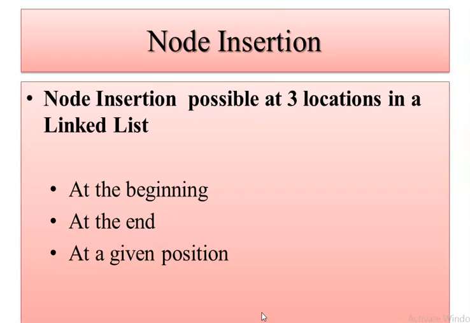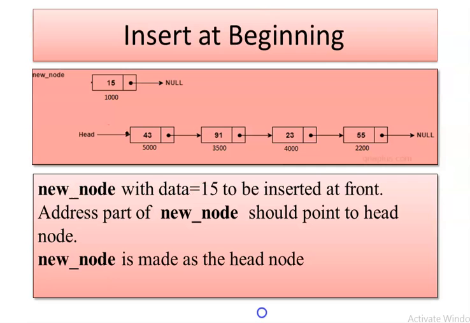So let us see node insertion first. A node can be inserted at three locations. One is at the beginning of the list, then at the end of the list, and finally between these two points, that is as an internal node. Beginning and end are the external nodes, and in between these two nodes we can insert a node. So three types of insertions are possible in a linked list.